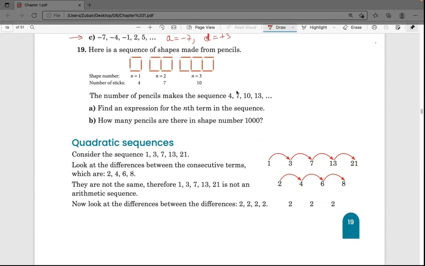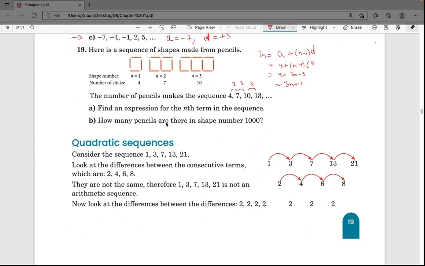Now we're looking at 4 and 7. I see there's an increase of 3. 7 and 10, increase of 3. 10 and 13, increase of 3. So a plus (n minus 1) times d. Where do we use this formula? Only when the sequence is linear, it is increasing by the same number or decreasing by the same number. So first term is 4, n minus 1, and the difference is 3. We simplify: 4 plus 3n minus 3, and this gets 3n plus 1.